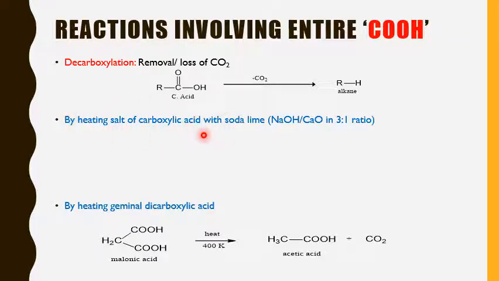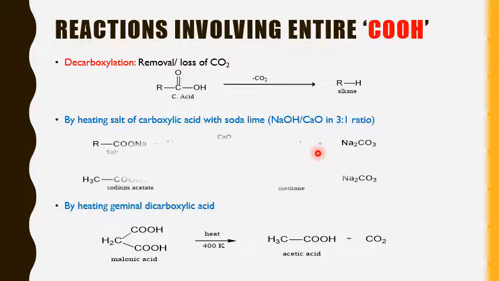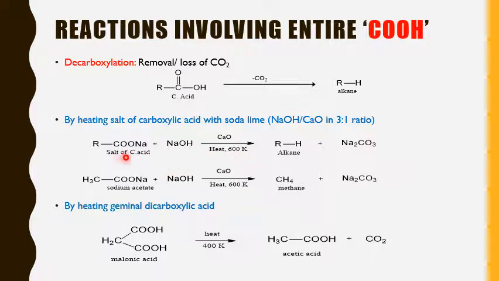A carboxylic acid salt heated with soda lime, which is the combination of sodium hydroxide and calcium oxide in a 3:1 ratio, will give an alkane, with the removal of CO2 in the form of carbonate. Since we have a salt of carboxylic acid, it will be removed in the form of Na2CO3. So sodium acetate upon heating with soda lime will give methane, an alkane, by the removal of sodium carbonate.